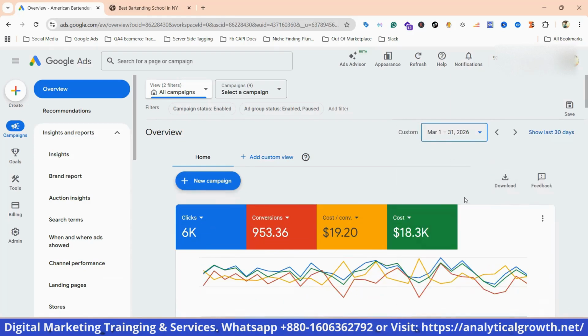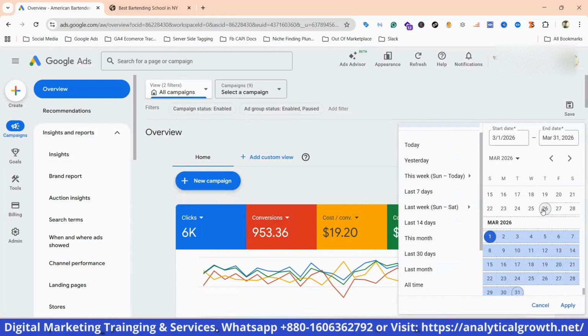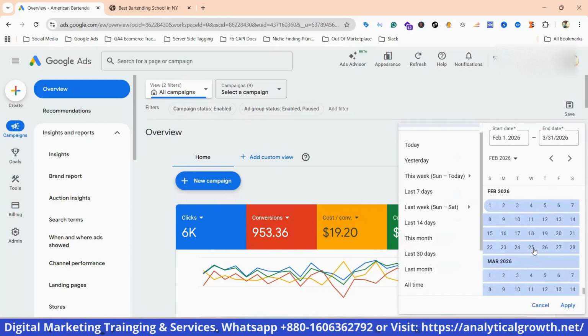So you can see over here on March, which is month 4 actually, we reduced the cost per conversion to $19.20. So the previous month it was $21.14. So we have reduced it to $19.20. And you can see the conversion volume has drastically changed from February.